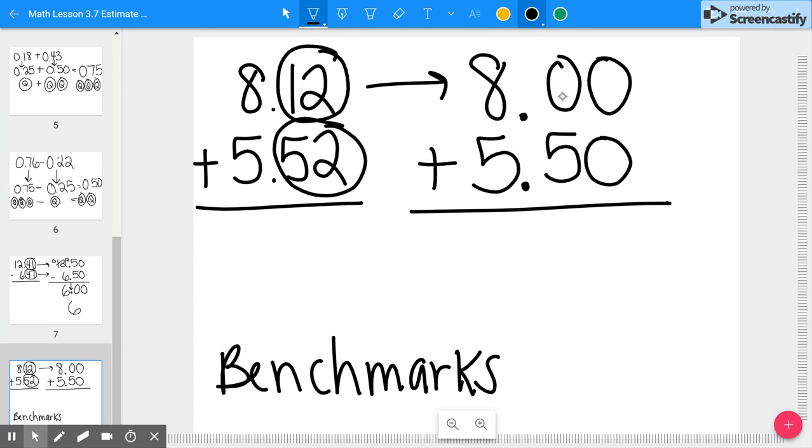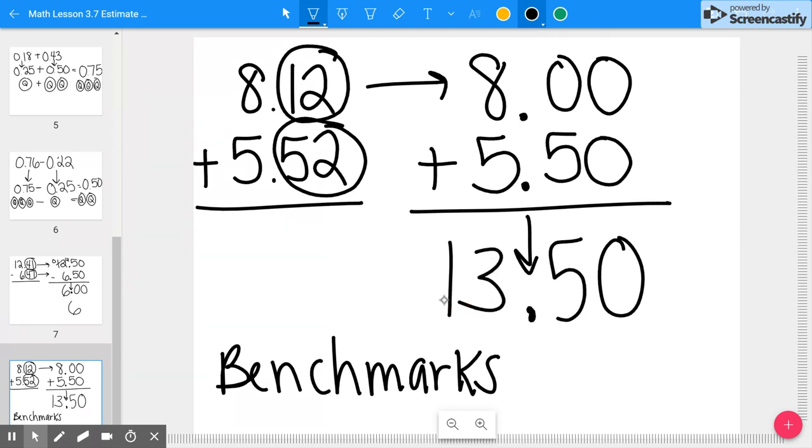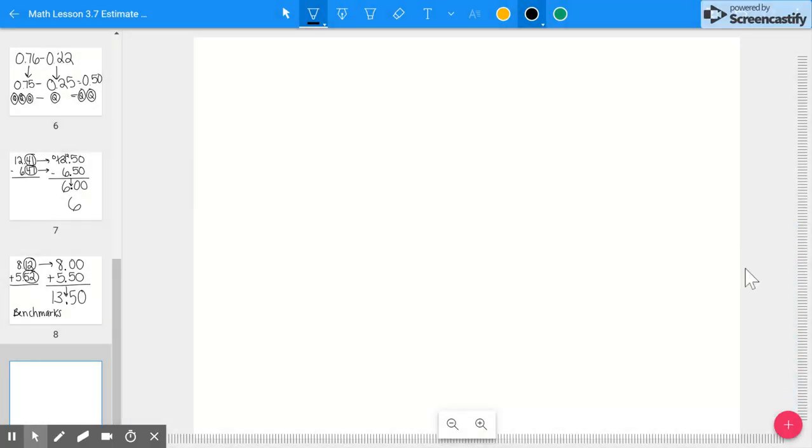And then I just add. I make sure my numbers are lined up, my place values are on top of each other, and that my decimal points are on top of each other. Bring down my decimal points, and I know that 0 plus 0 is 0, 0 plus 5 is 5, and I know that 8 plus 5 gives me 13. So my answer for this is 13 and 50 hundredths, or $13.50.